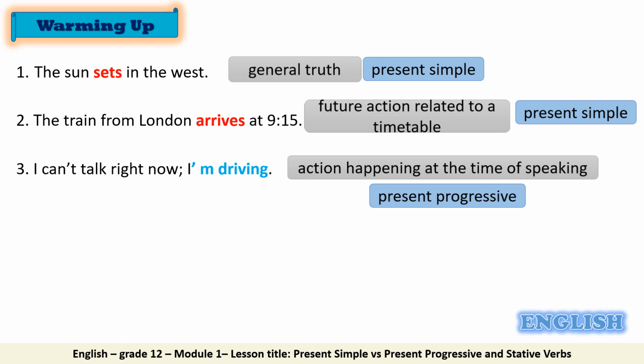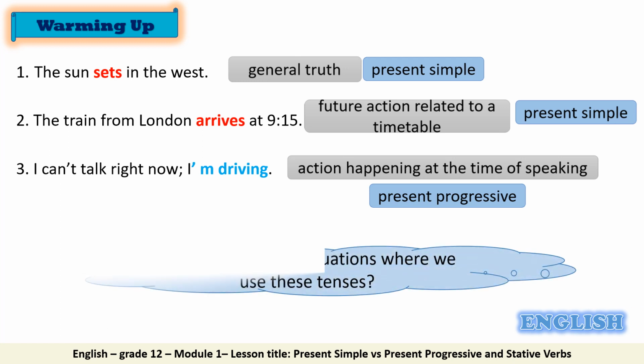My question now is the following. Are these the only situations where we use these tenses? The answer is absolutely not. But before going through them, let's recall together the different forms of the present simple and the present progressive tenses.